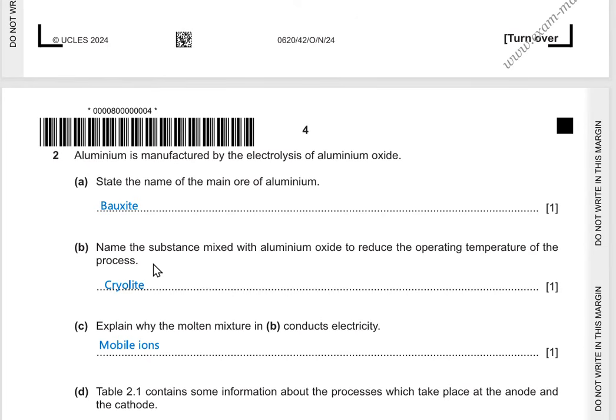And remember to not mix up that substance with the main ore of aluminium, because they both have a similar notation. Explain why the molten mixture conducts electricity. That's going to be mobile ions and not mobile electrons. Why? Because it's a mixture.